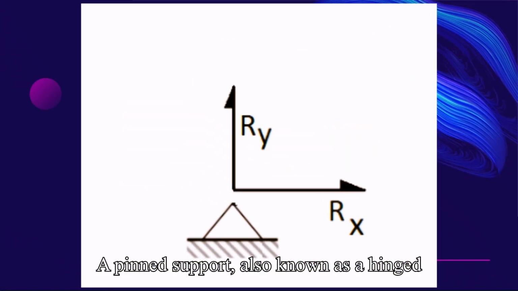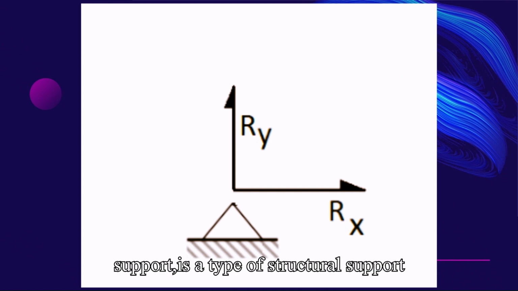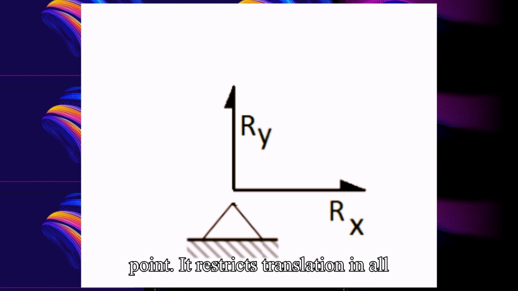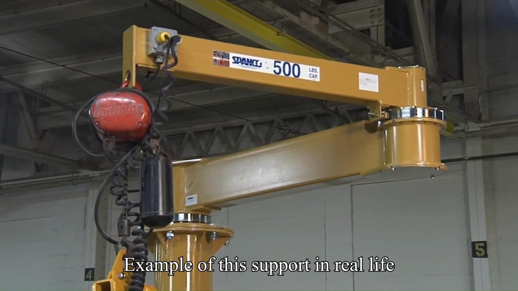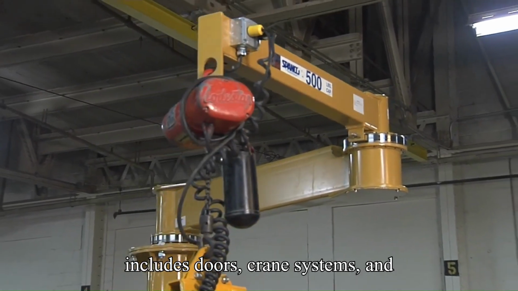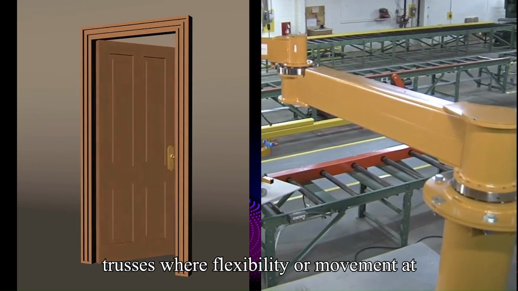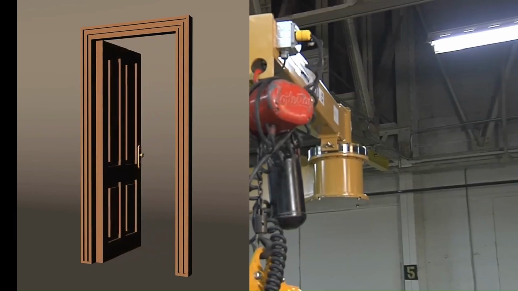A pin support, also known as a hinged support, is a type of structural support that allows rotation at the connection point. It restricts translation in all directions but allows for rotation. Examples of this support in real life include doors, crane systems, and trusses, where flexibility or movement at the joint is required.